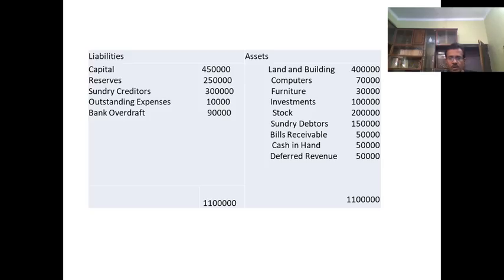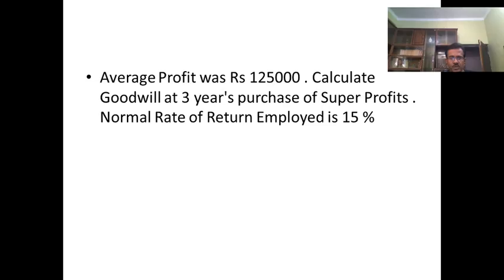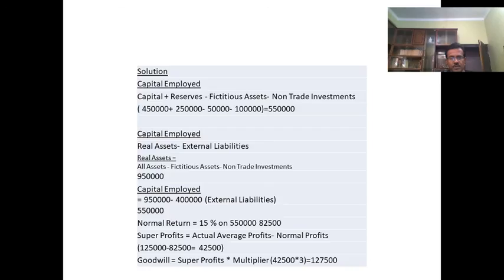So here you have got a sum, and they are asking us to calculate the goodwill under super profits method. So they have also said that the average profit is 1,25,000. Calculate goodwill at 3 years purchase of super profits. Normal rate of return is employed is 15%. So here we have calculated the capital employed in both the methods. You see the same figure. So apply the percentage which is given in the question, and you will get this figure. Okay.